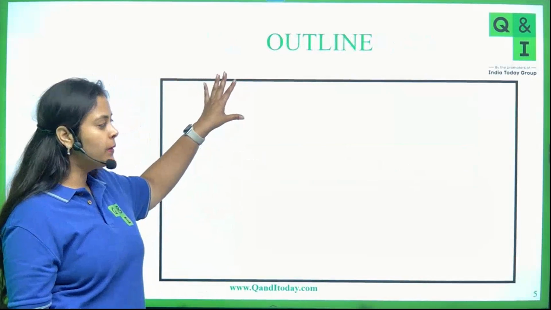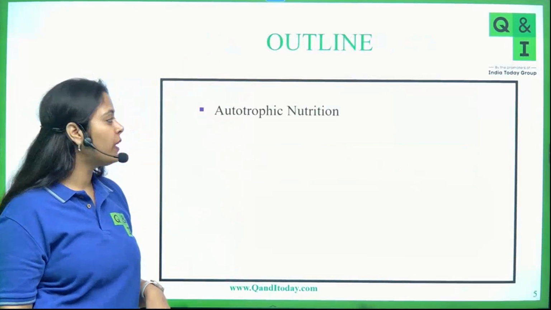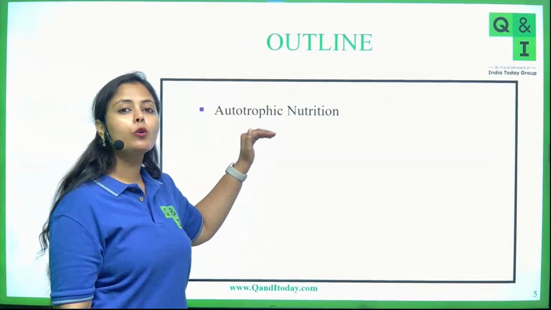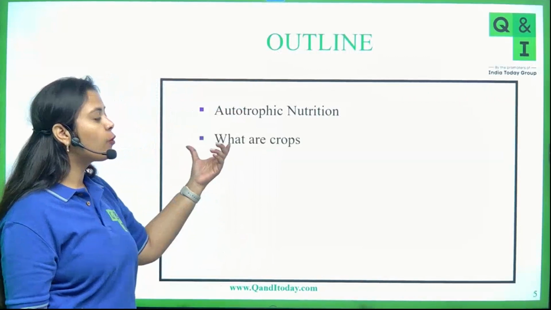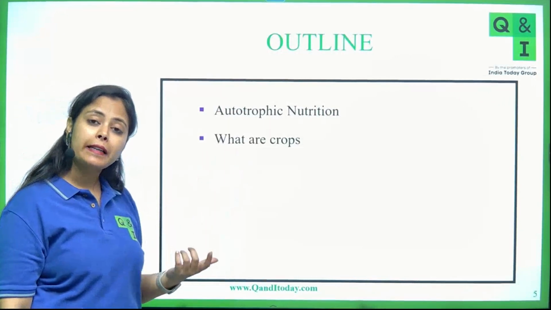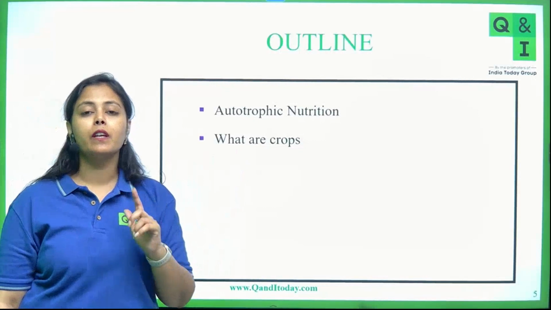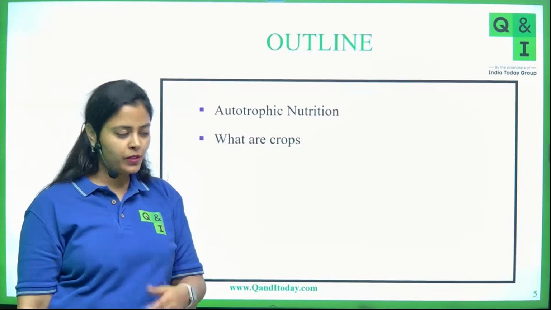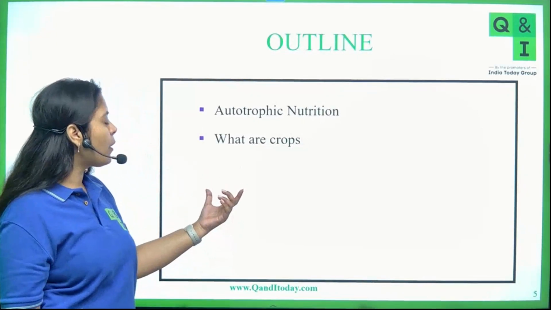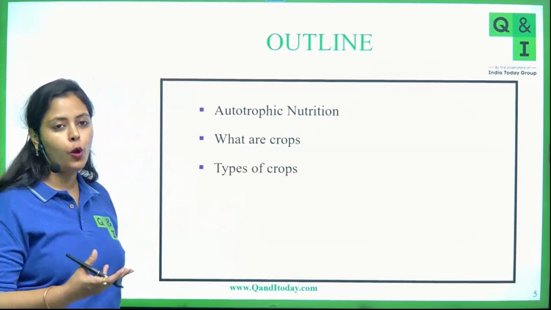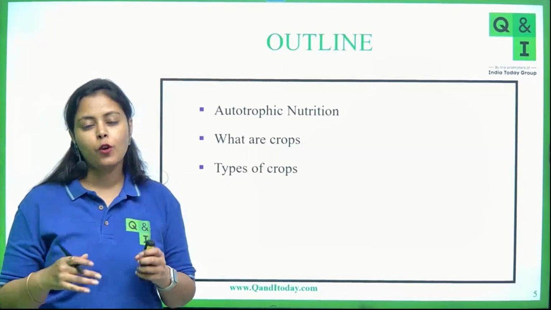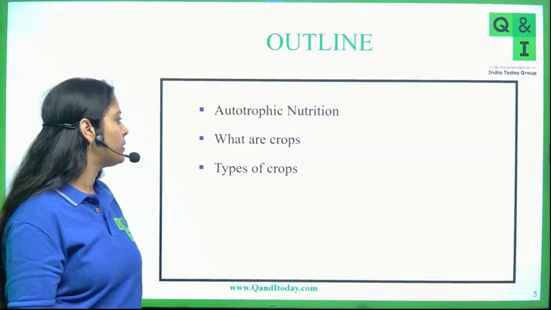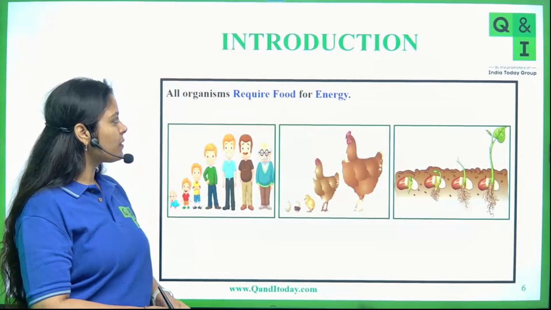Moving ahead, what all are we going to cover in today's class? We will be talking about autotrophic nutrition in brief, not in detail. Then we are going to study what exactly crops are, by which I mean we are going to cover the definition of crops. Next, we will be talking about the various types of crops, that means the various types of crops which are cultivated by the farmers. So now let's begin the class.